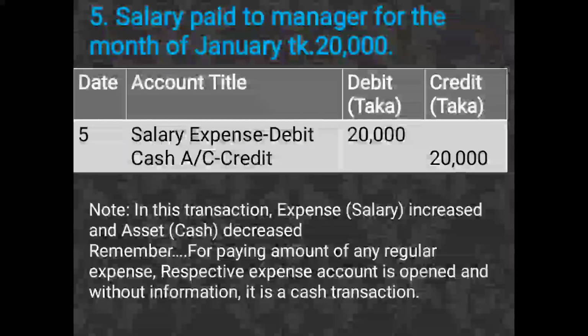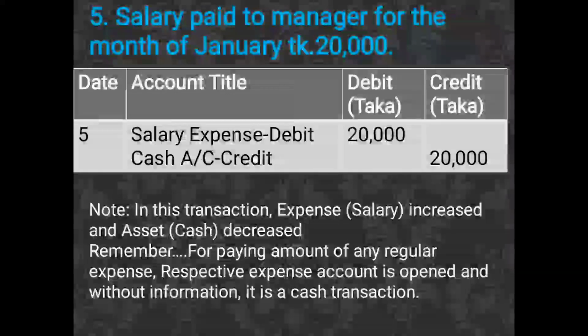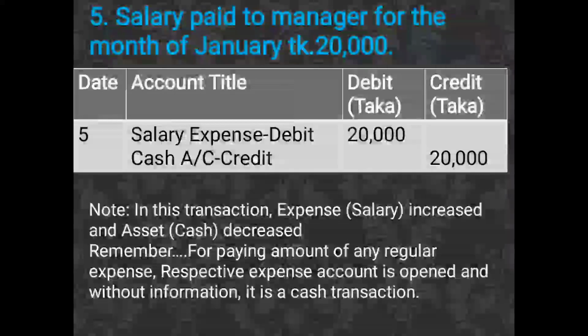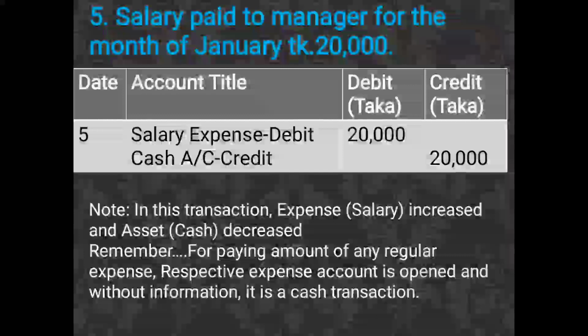Number 5, salary paid to manager for the month of January, taka 20,000. In this transaction, two accounts are involved. The first one is salary expense account, another one cash account. For salary paying, that is expense increased, so expense account is debit. And for salary paying to manager, cash decreased from the business, so cash account is related. For this transaction, salary expense account is debited and cash account is credited.